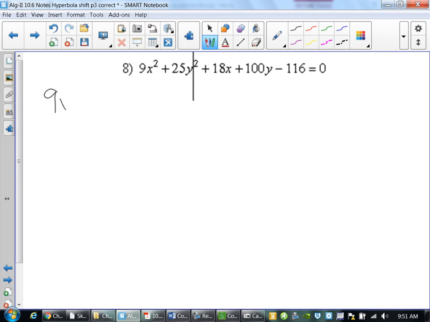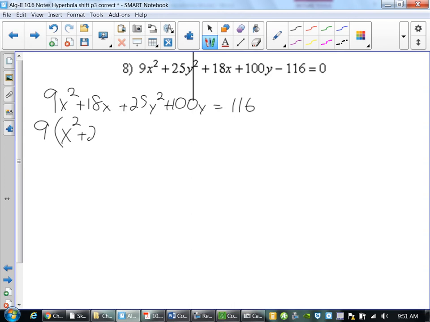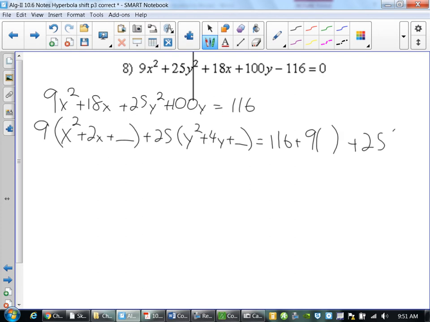So let's group them. 9x squared, 18x, 25y squared, 100y. Take out the 9, we get x squared plus 2x plus blank. Take out the 25, y squared plus 4y plus blank. Put back in 9 times something, and 25 times something.